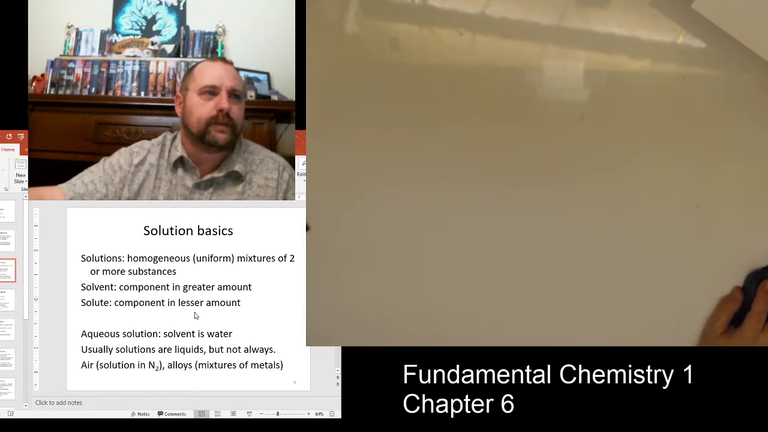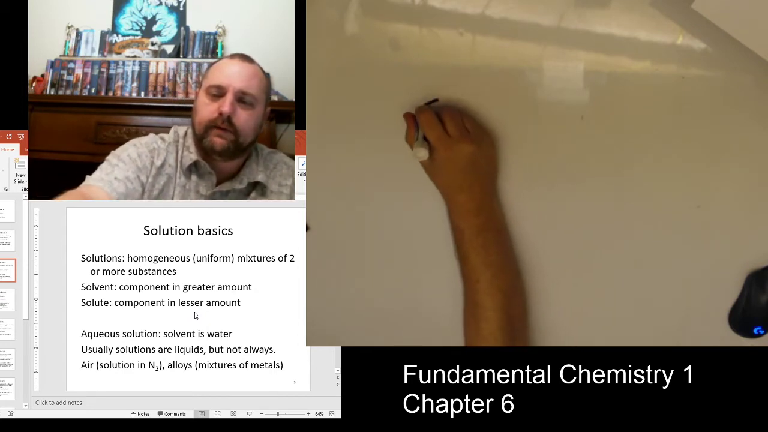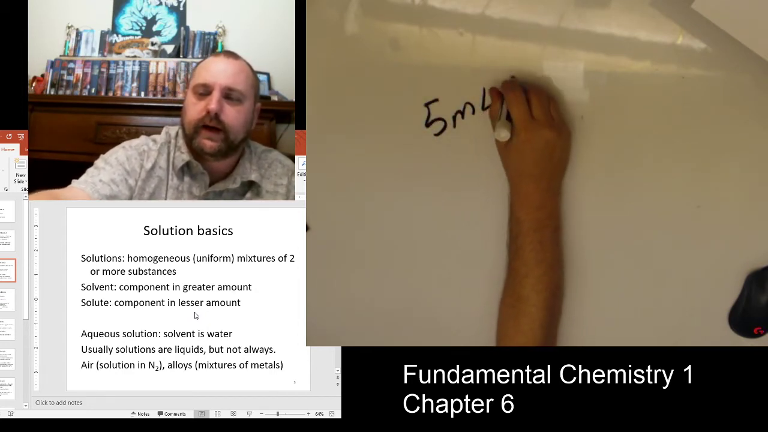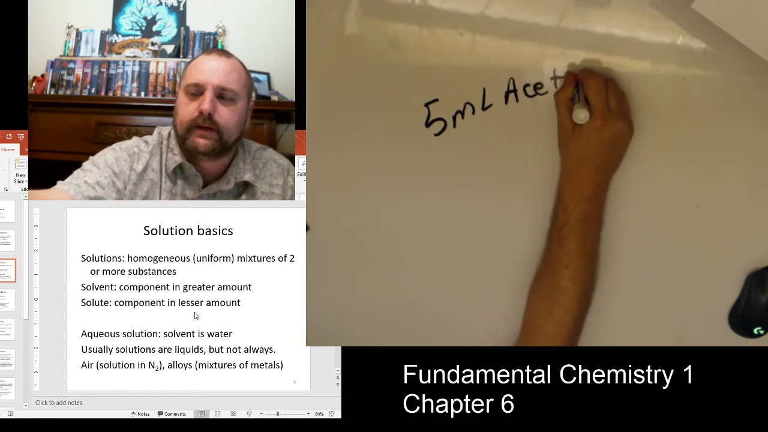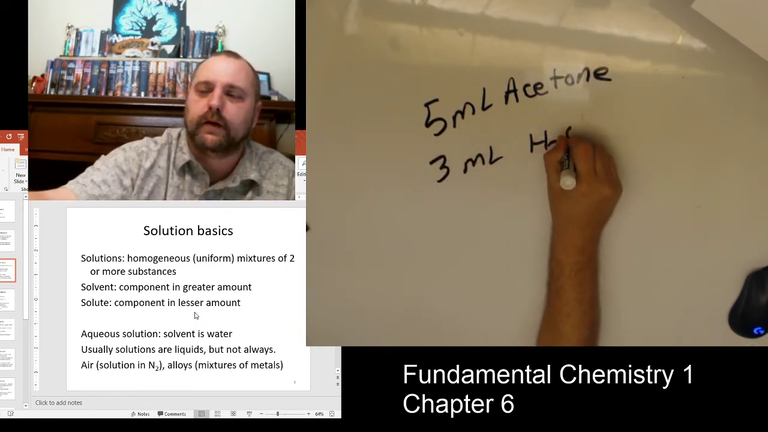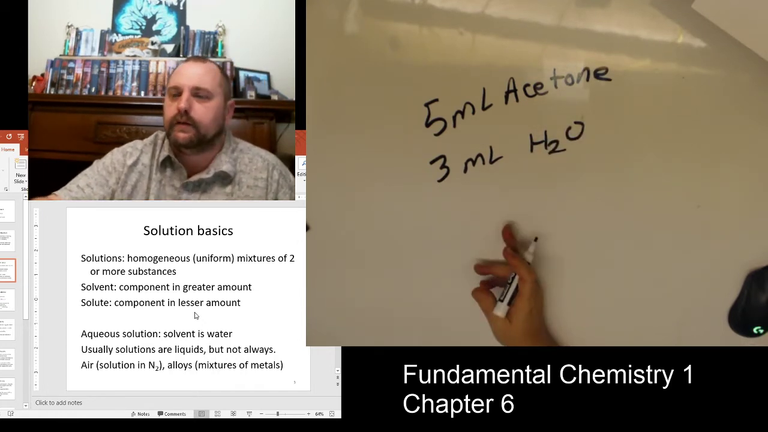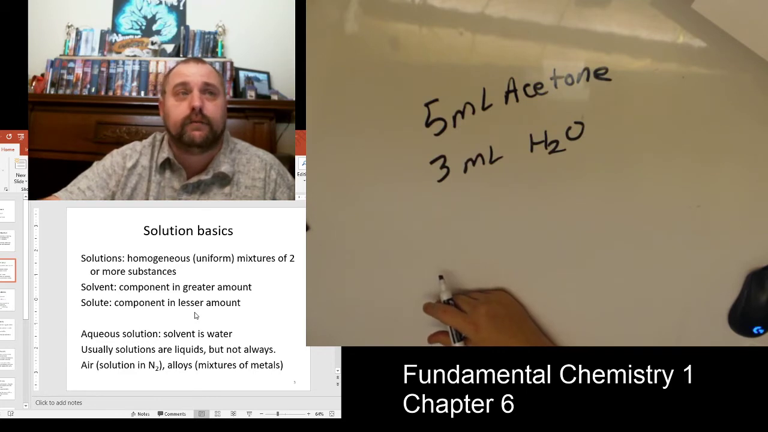If I'd added more sugar, then it becomes the solvent. So I might ask some questions as simple as, if I have 5 milliliters of acetone and 3 milliliters of water, what is the solvent? The solvent is just whichever one I have the most of.